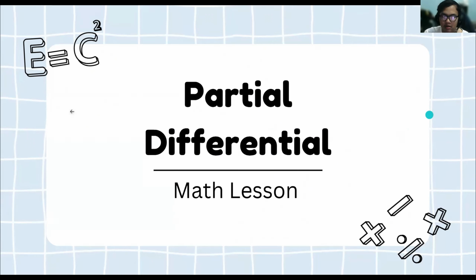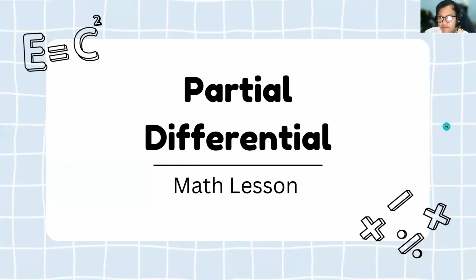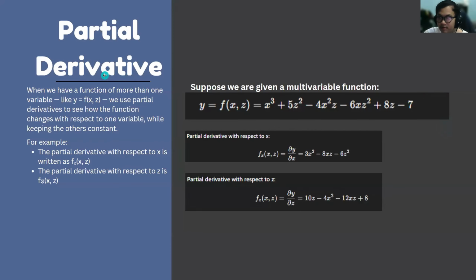First, partial differential has a lot of types. One of the types is partial derivative. Partial derivative is when we have a function of more than one variable, like y equals f(x, z). We use partial derivative to see how the function changes with respect to one variable while keeping the other constant. For example, the partial derivative with respect to x is written as fx(x, z). The partial derivative with respect to z is fz(x, z).